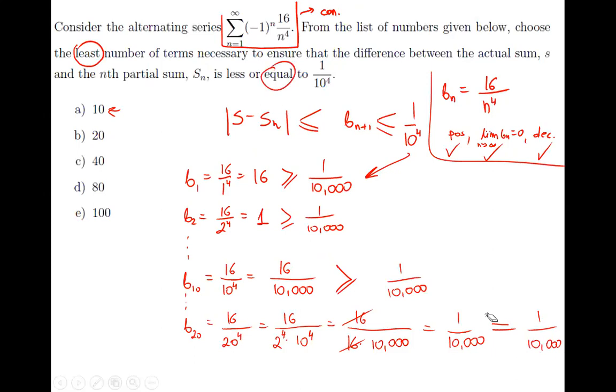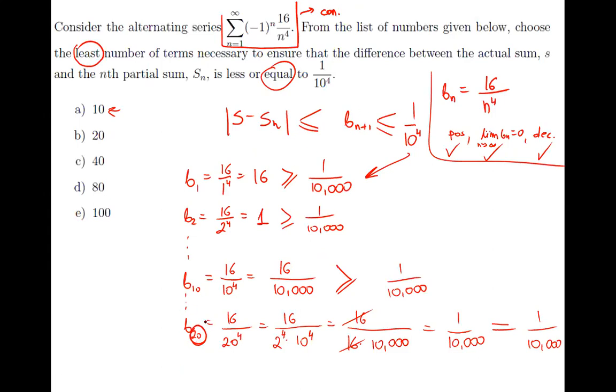Okay, that means the 20th term is exactly the same as the desired error. And then what we can do? The least number of terms necessary to ensure that the difference is less than this will always be one number less than this one.